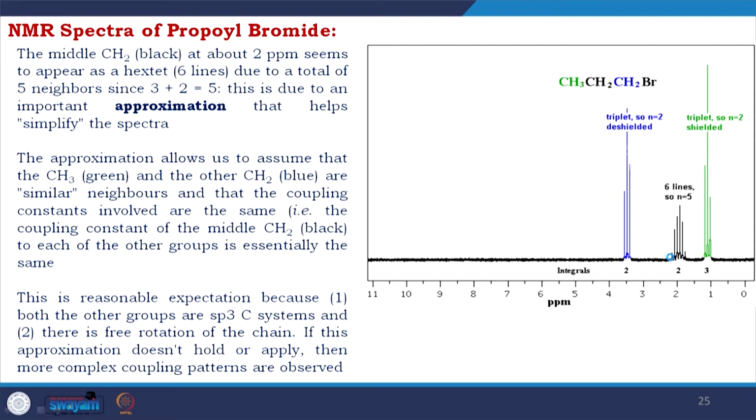This is a reasonable expectation because both the other groups are sp3 carbon systems and there is free rotation of the chain. If this approximation does not apply, then more complex coupling patterns are observed. So, it is interesting, here we are considering this CH3 and this CH2 as having the same effect on this, which is not exactly true, but they are close because both of them are sp3, equidistant and not very different. But if you do not consider that, then the spectra would be more complicated.